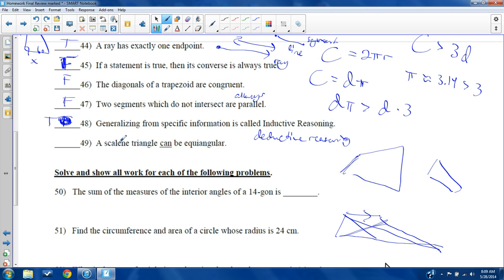A scalene triangle can be equiangular. That is false. It cannot have equal angles if, by definition, a scalene triangle has no equal angles.